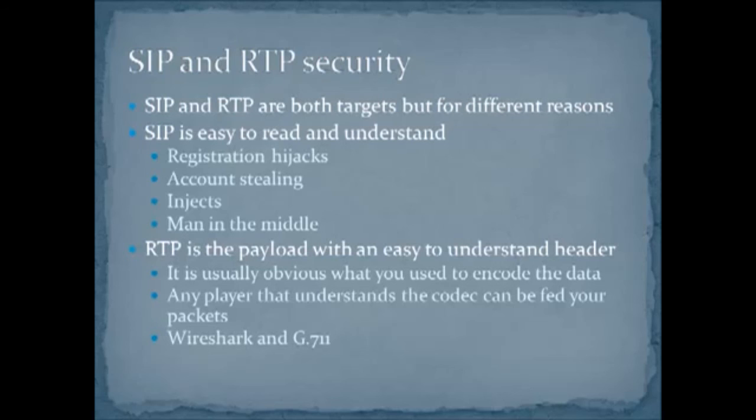And so if you just had the data, you would have no idea what it means. But RTP is very handy in that it tells you exactly what codec was used to encode this data, with G.711 being the most popular one. So that means that anybody that understands how a codec works and that has support for the codec that you used can be fed your packets and then replay them. So for those of you that are fans of Wireshark or OmniPeak, both of them have the ability to play back G.711 streams. And so that's the basic problem with RTP, is that you can collect RTP packets and then play them back at random.